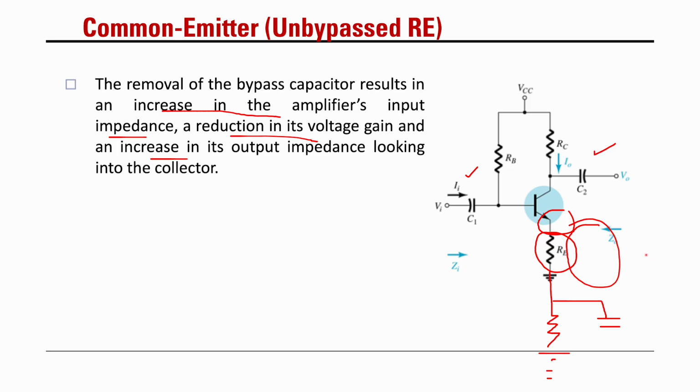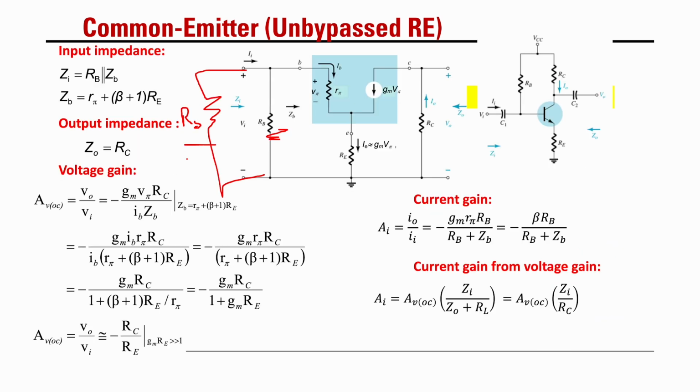So when there's no capacitor, you have to include the resistor of the emitter in the circuit. How will your circuit look? Your circuit will look as such. Usually your emitter is connected to ground, but now you need to include RE on the emitter side. Before it goes to ground, you have to include your resistor.